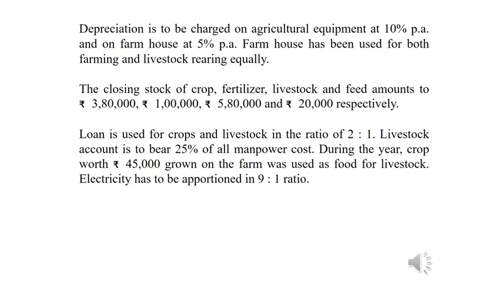expense under livestock account. Okay, electricity has to be apportioned in 9:1 ratio. See this, electricity has to be apportioned in 9:1 ratio between crop account and livestock account. 90% to crop, 10% to livestock, that is what is given. Let us record it in accounting form.